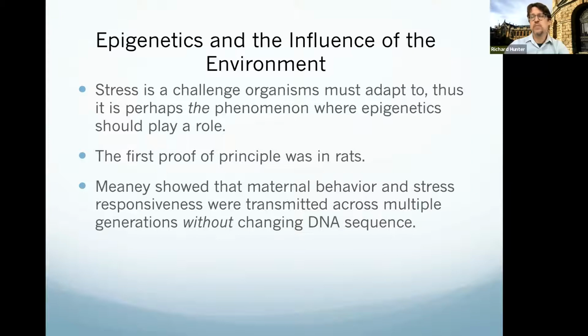And so Michael Meaney, Paul Plotsky, and others in the late 20th century demonstrated that there were patterns of behavior that were transmitted between multiple generations of rats. And that this happened without a change in the DNA sequence. And so this was the first evidence that there might be a molecular basis for epigenetic transmission in mammals, at least.